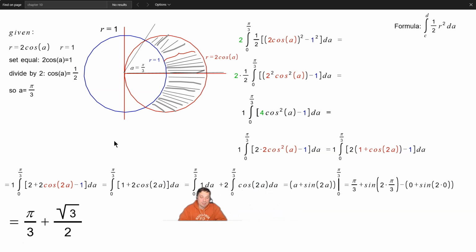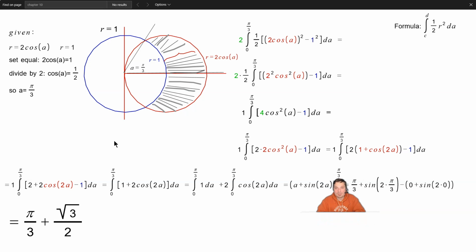Continue. I'm going to now antidifferentiate 1. That's going to give me an a in this position. Then I'm going to do the antiderivative of cosine of 2a, which is sine of 2a. You can check it if you like, because the derivative of sine of 2a would be cosine of 2a. That tells me that it's correct. So the antiderivative is a plus sine 2a. I'm going to evaluate this between pi over 3 and 0.